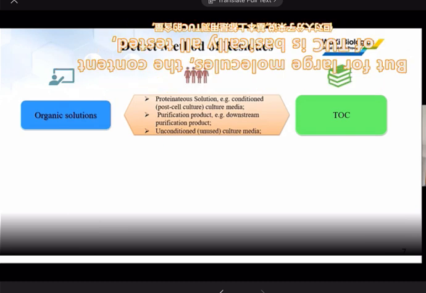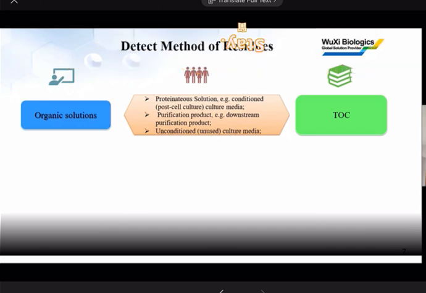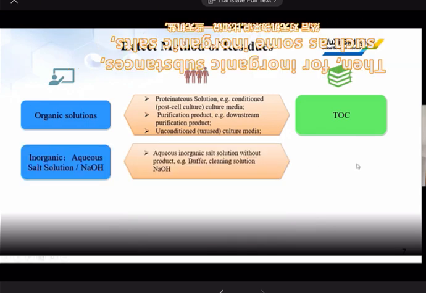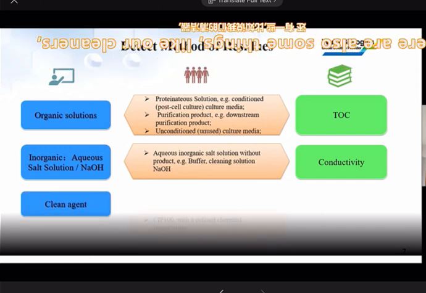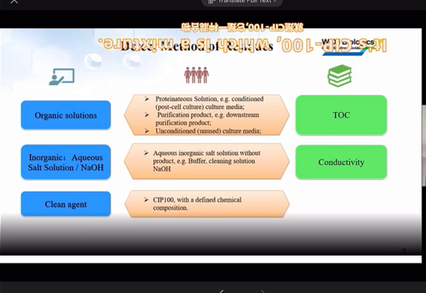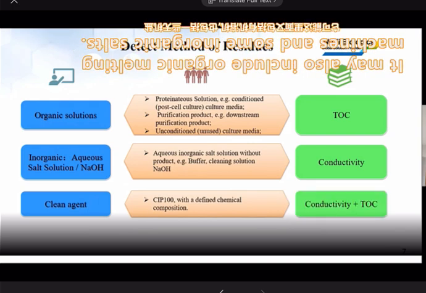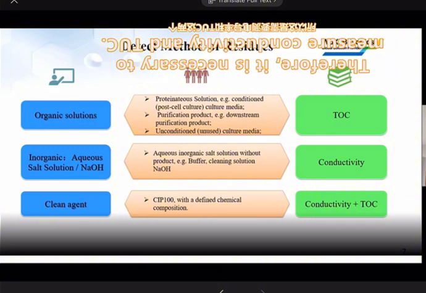So large molecules are different from small molecules. Small molecules can be measured for specific purposes, such as HPLC to measure the content of specific compounds. But for large molecules, the TOC content is basically what is tested. We use the TOC method to detect proteins or residues in all organic matter. Then, for inorganic substances, such as inorganic salts and sodium hydroxide, we mainly use conductivity testing methods.